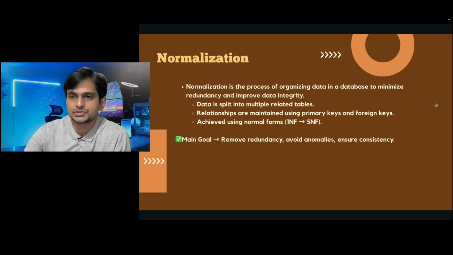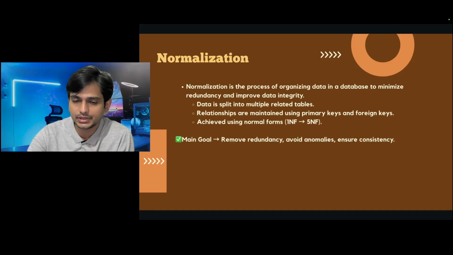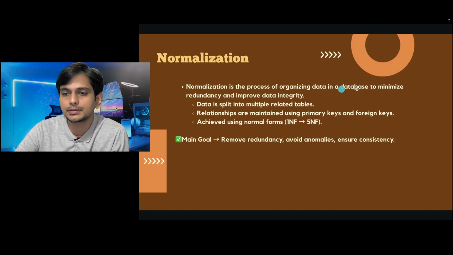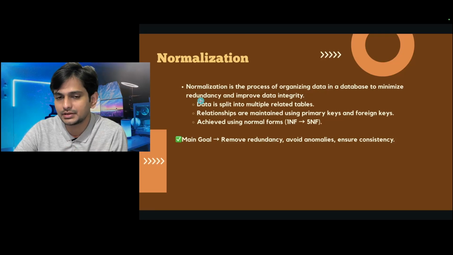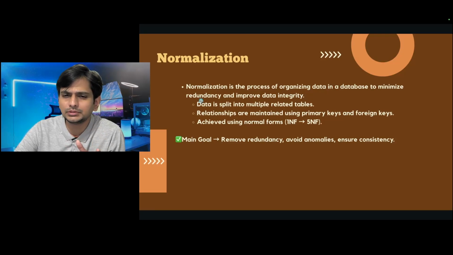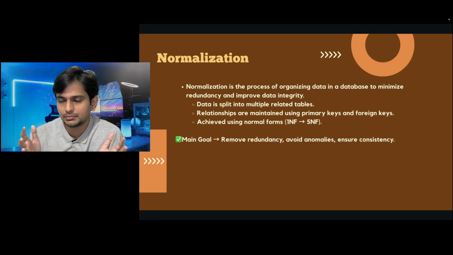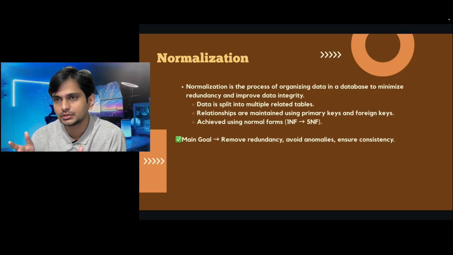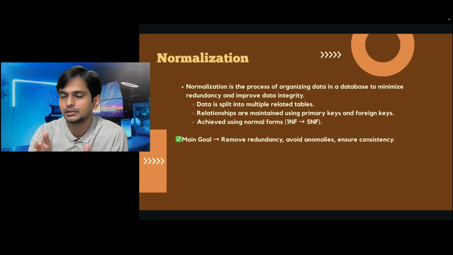So let's start with normalization. Normalization is basically the process of organizing the data in a database to reduce the redundancy and improve the data integrity. So the keyword here is reducing the redundancy, that is, minimize the redundancy, and also improve the data integrity. In simple words, we split a large table into smaller ones. It might be hierarchical. That means one table can be split into another table, and that table again can be split into multiple tables, or it can be just one table splitting into multiple tables.